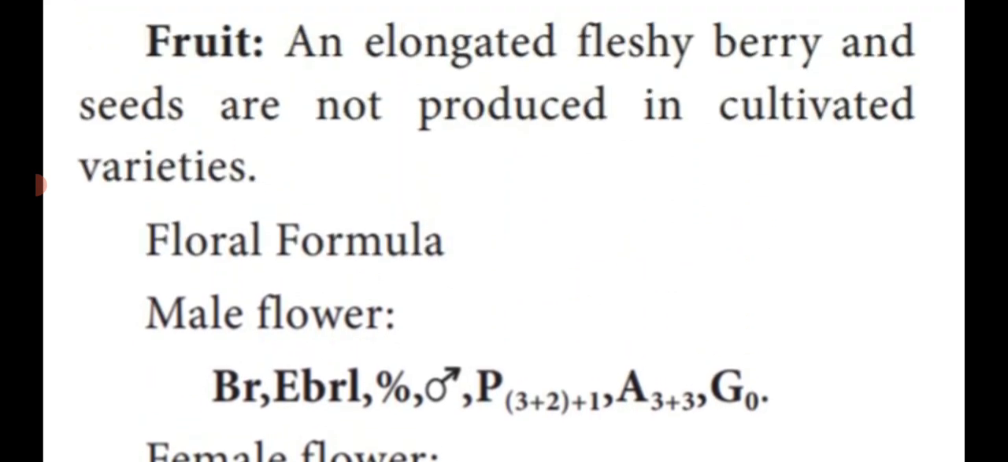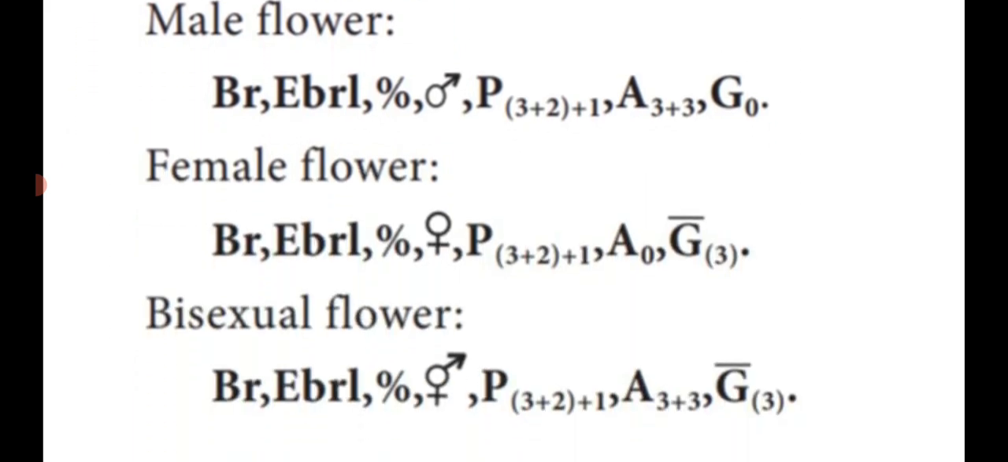First one, male flower: bracts present, BR, EBRL, zygomorphic, male flower, perianth, tepal 6, 3 plus 2 are fused together, so within the bracket, plus posterior tepal is free, so plus 1. Androecium 6 arranged in 2 whorls, 3 plus 3. Gynoecium is 0 or absent.